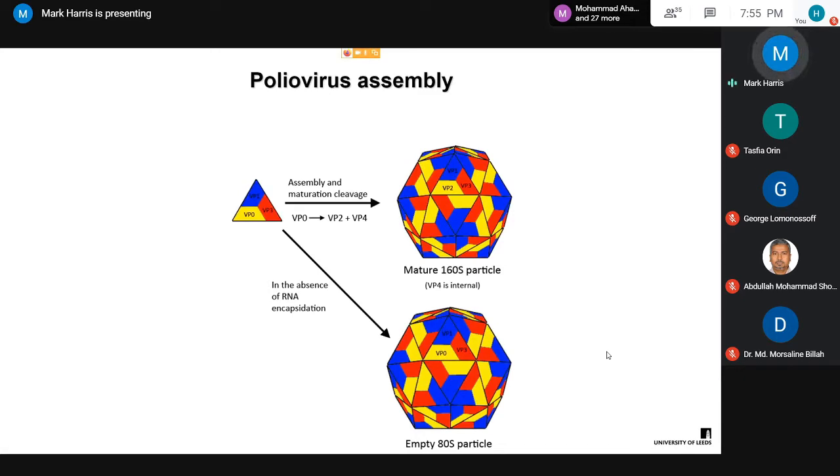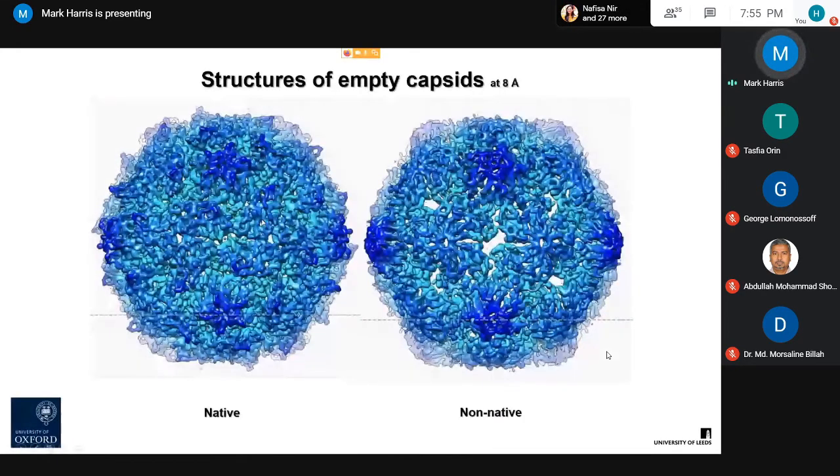Fantastic. However, the downside is that these are not very stable. And this is shown, I think, best by this image here, where you can see the structure at relatively low resolution, 8 angstroms, of native and non-native particles. So this native particle, a little smooth around the edge. This non-native is quite angular, and these five-fold regions are really quite protruded. And you've also got these gaps here because this particle has slightly expanded.